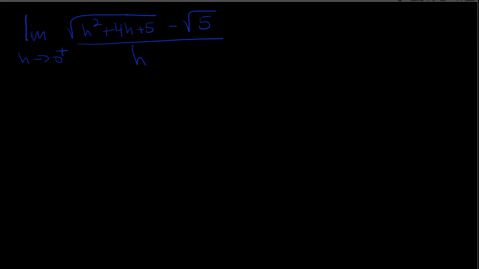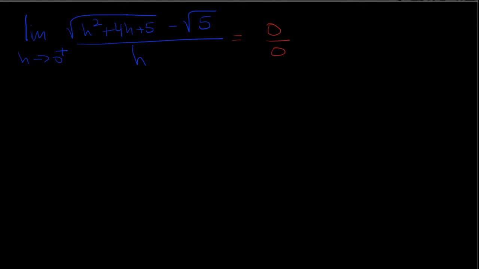I want to find the limit as h approaches 0 from the right of the square root of h squared plus 4h plus 5 minus the square root of 5, over h. The first thing I should do is plug in 0 for h. And when I do that, I get 0 over 0.